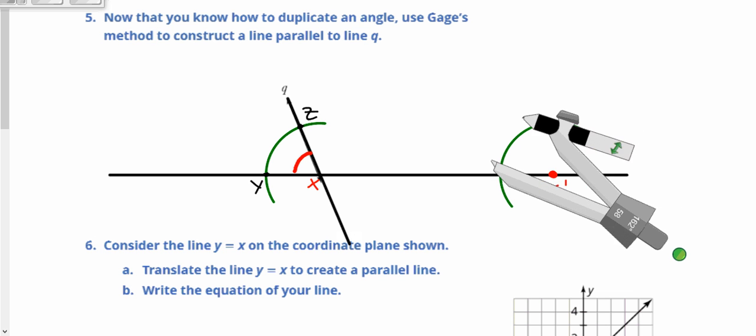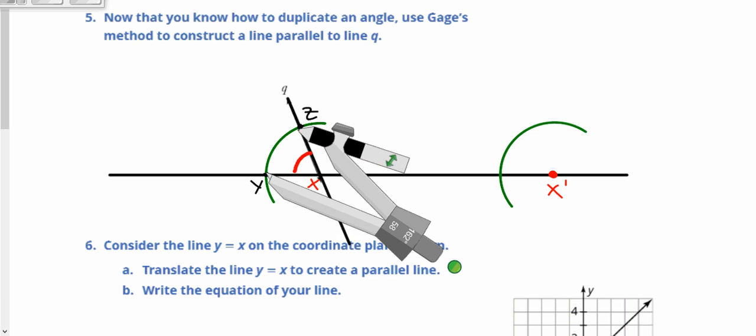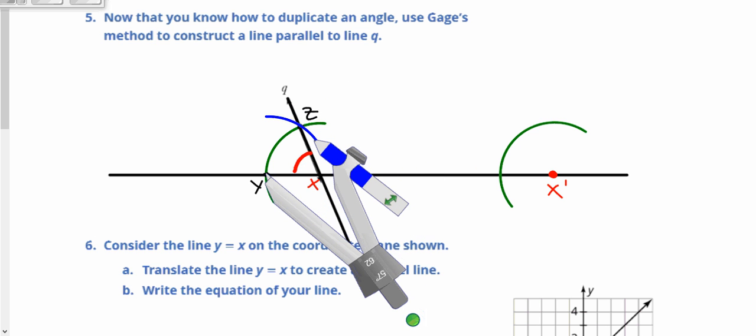So I am going to take my compass, I'm going to put it on Y, and I'm pretty darn close where I'm at, but not quite, so I'm going to stretch it out some so that it lands on Z. Okay, and I am going to draw an arc through Z on this side here. Okay, and I didn't label this side, but that's okay. We can do that real quick. So this is Y prime right here, this point.